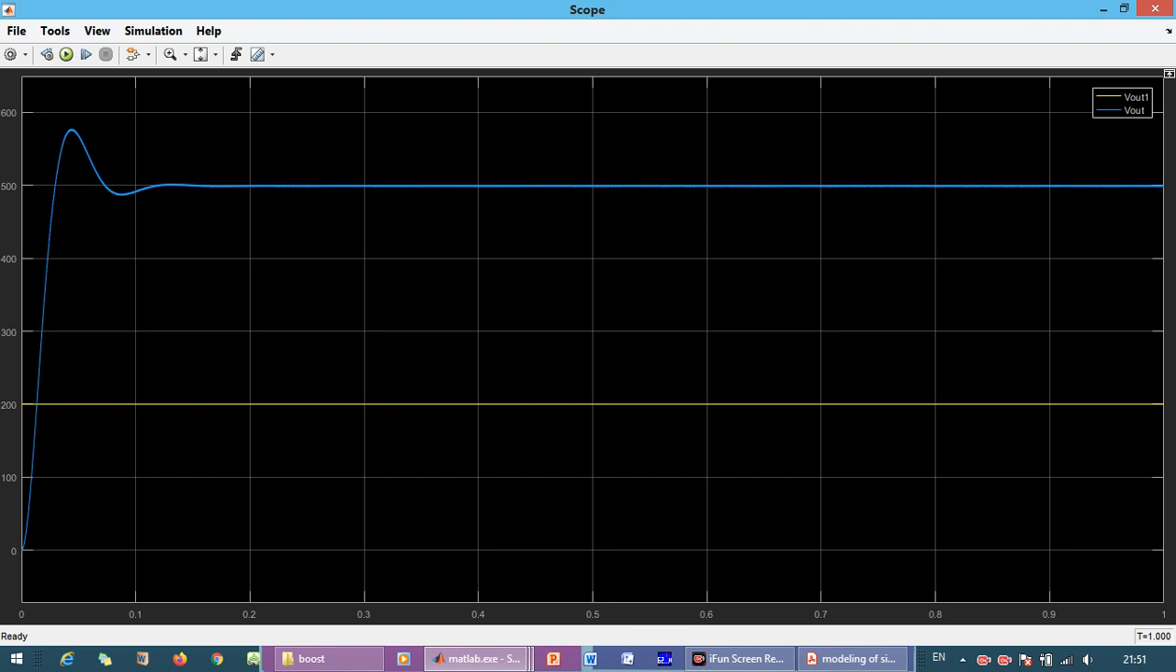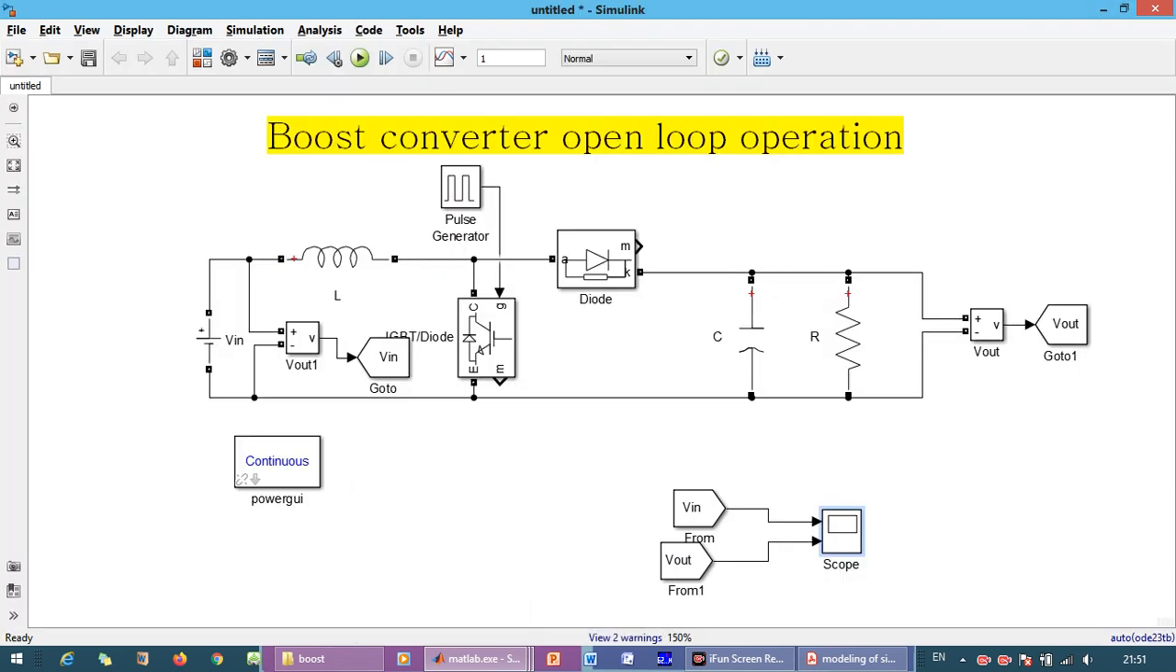Okay, so this is the operation of the boost converter, which will increase the input voltage to the desired level based on your duty.